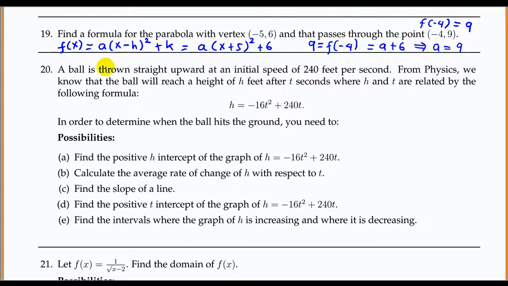So the conclusion is f of x is equal to, so a plus 6 is 9, a is equal to 3. So f of x is 3 times (x plus 5) squared plus 6. And we are done.